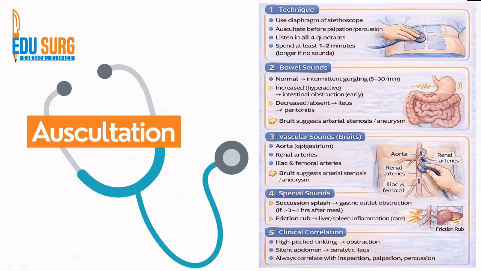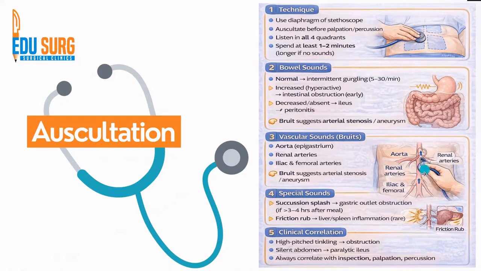Coming to auscultation, we use the stethoscope, listen in all four quadrants, spend at least 2 minutes when you are looking for bowel sounds. If there are no sounds in up to 2 to 3 minutes of auscultation, it suggests paralytic ileus. Normal sounds is between 3 and 5 per minute. Increased sounds or hyperactive sounds suggest intestinal obstruction. Absent sounds suggest ileus or peritonitis.